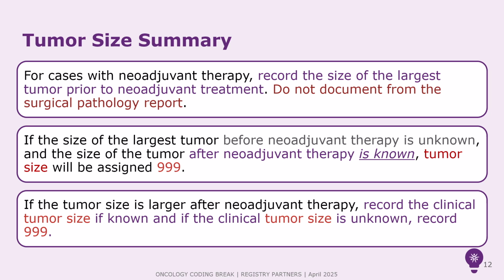If the size of the largest tumor before neoadjuvant therapy is unknown, and the size of the tumor after neoadjuvant therapy is known, the tumor size will be assigned 999. If the tumor size is larger after neoadjuvant therapy, record the clinical tumor size if known. Sometimes we might just know that it's larger but not know the size. If we don't know that, it is still 999. Also, behavior is always documented from information prior to the neoadjuvant therapy.